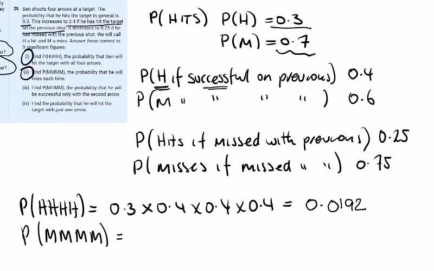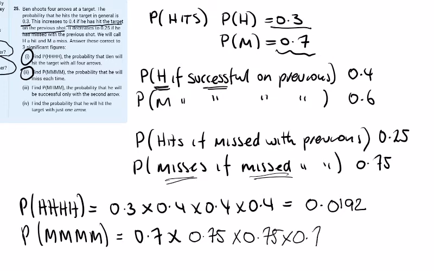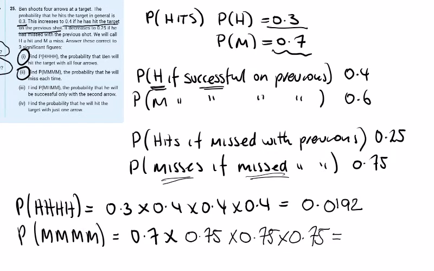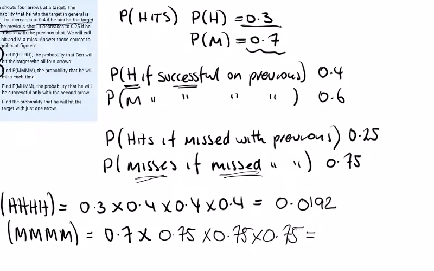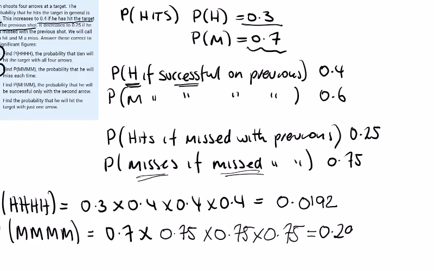Probability of a miss. So this is the 0.7 to begin with. Times, so he misses having missed with the previous one. He misses having missed with the previous one. 0.75 by 0.75 by 0.75. So just use a calculator here. I've written it down as a fraction. That's 0.295.